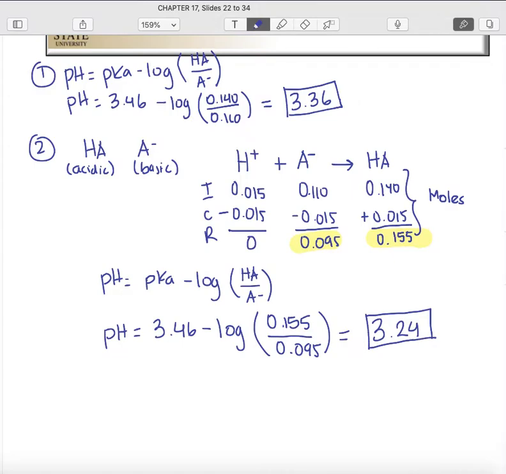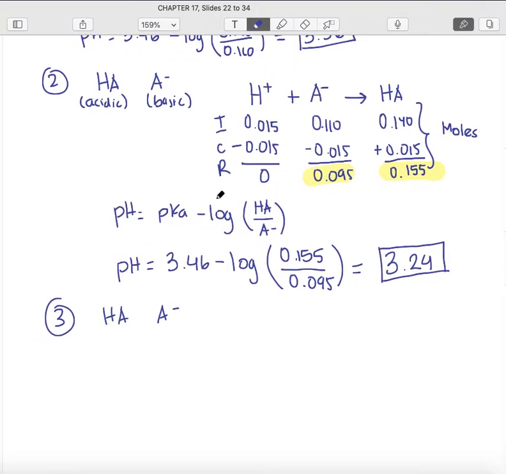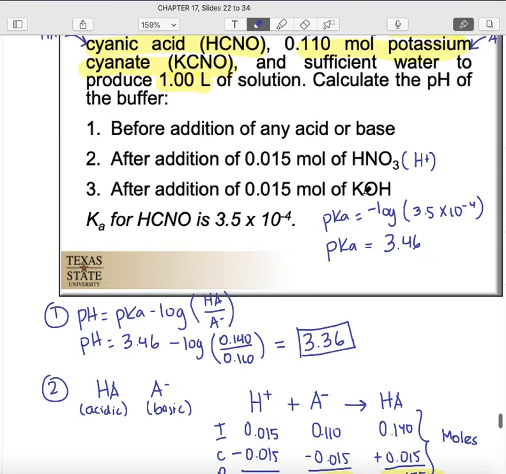All right, so the next part, number 3, is upon addition of a base. So again, we have the two buffer components, the HA and the A minus. This is the acidic component, this is the basic component. In this particular case, we said that we are adding a base. We're adding, let me go back to it, potassium hydroxide, from which basically the important part is the hydroxide.